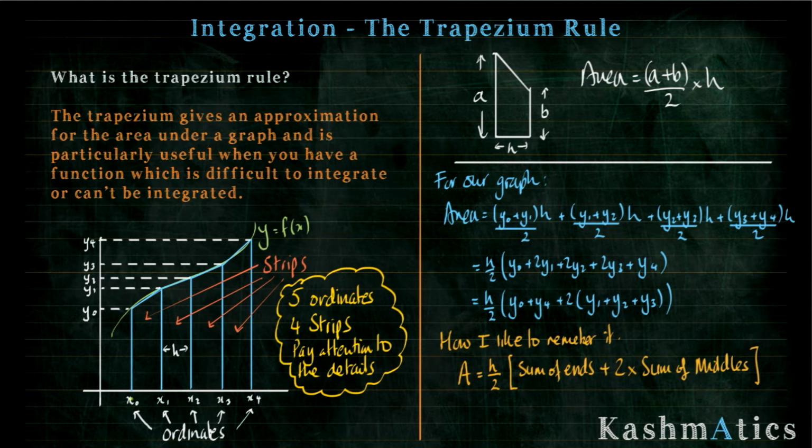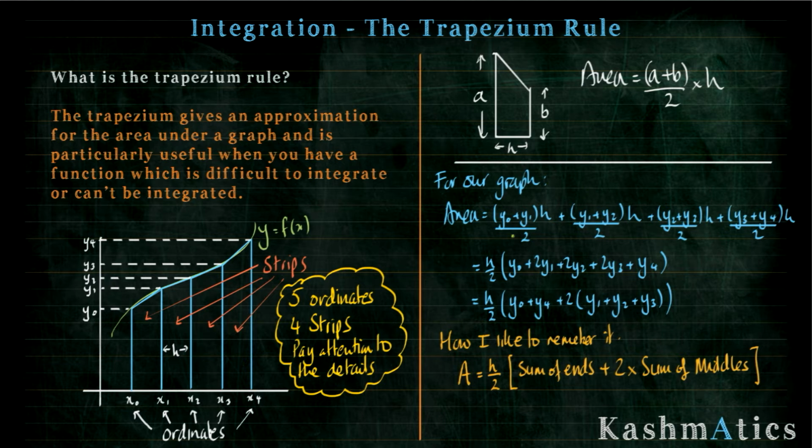Now, because these are trapezium shaped, we need to know the area of a trapezium. The way you do it is you add together the 2 parallel sides, so a plus b, you divide that by 2 and then multiply by the height between them. Now the height needs to be consistent with all the strips. All of these need to have the same width, so bear that in mind as well.